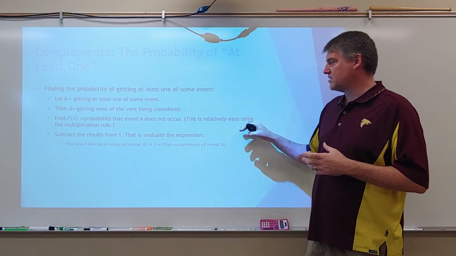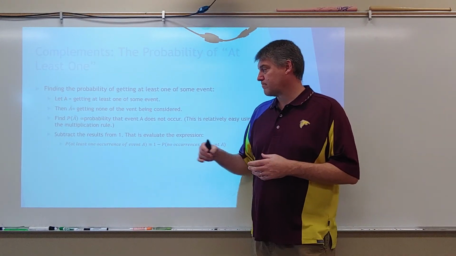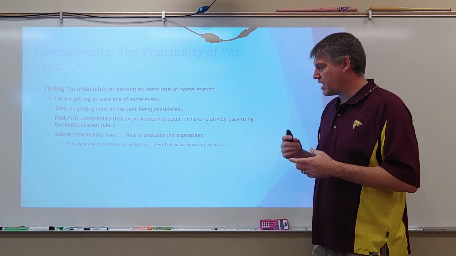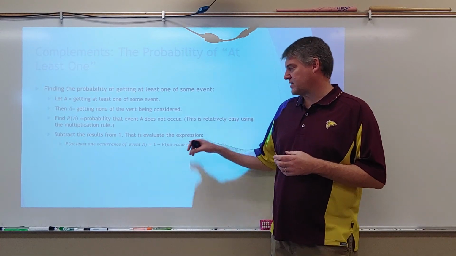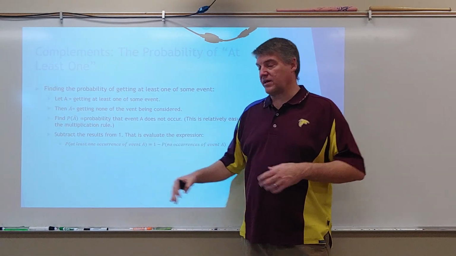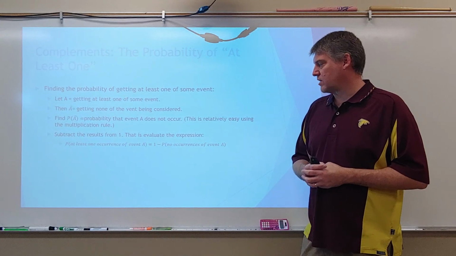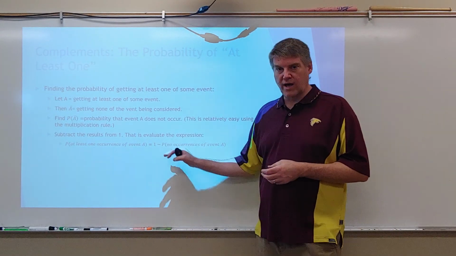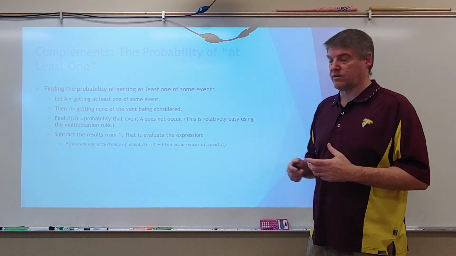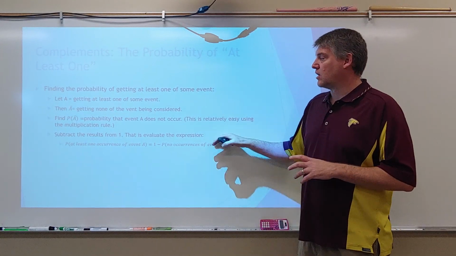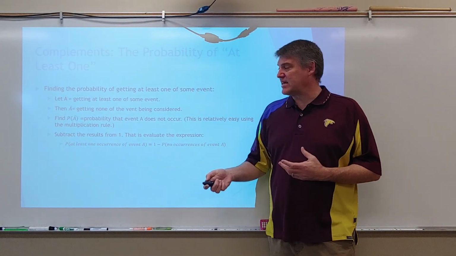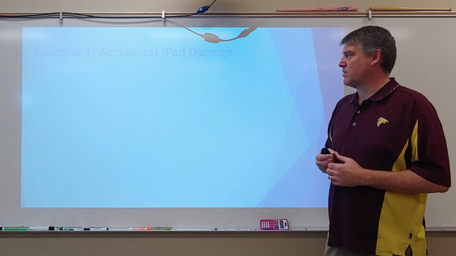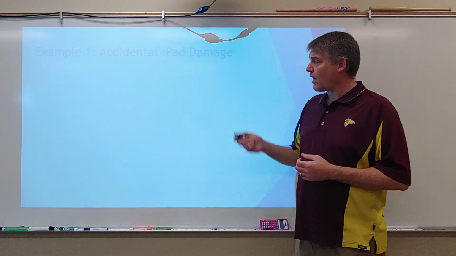This is relatively easy using the multiplication rule. Subtract the results from 1. That is, evaluate the expression: the probability of at least one occurrence of event A equals 1 minus the probability of no occurrence of the event. So that's kind of getting you thinking about how we use complements.